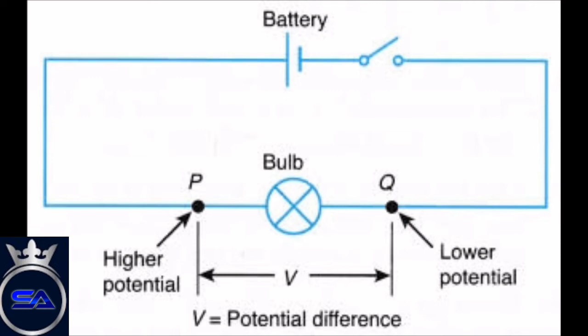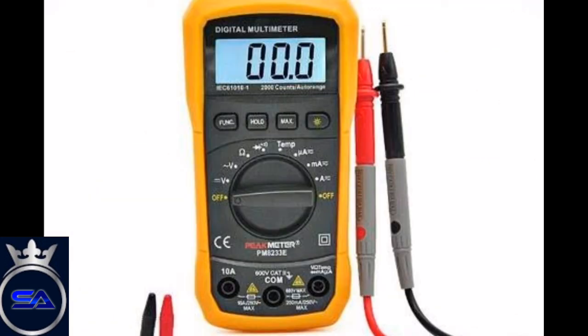The electrical potential energy per unit charge is called the voltage of a source of electricity. In other words, it is a measurement of the energy contained within an electric circuit at a given point. The potential difference in a circuit can be measured by an instrument called a voltmeter.